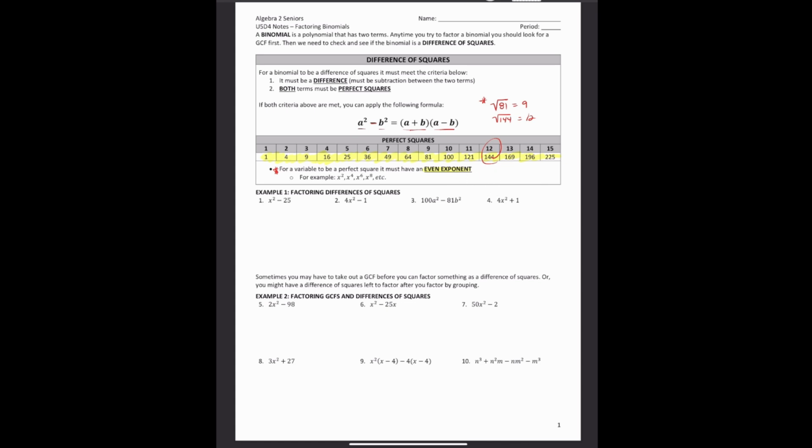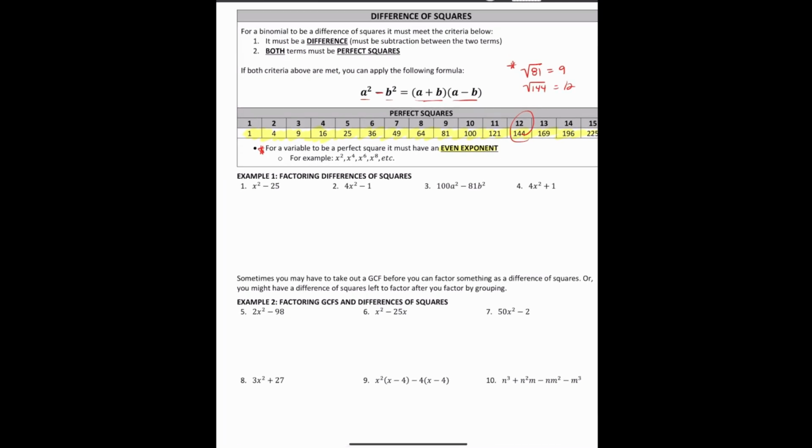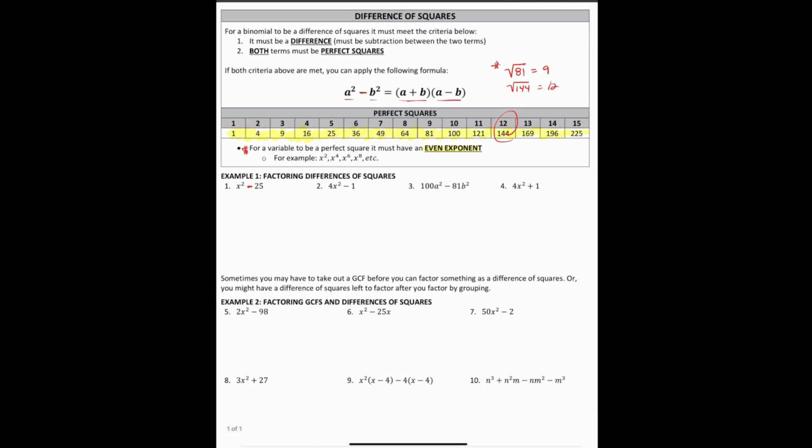So, we're going to go ahead and look at number 1 here. We have x squared minus 25. Now, one thing that we need to do is check to see if it meets both of the criteria above. 1, are these two terms separated by a minus sign? Yes, so step 1 complete. Step 2, are these two terms perfect squares? Well, x squared, that's a perfect square, so yes. Here's 25. Now, is 25 a perfect square? Well, it says on our table of perfect squares, right? So 25 is indeed a perfect square.